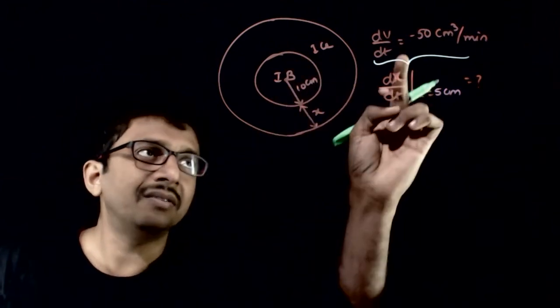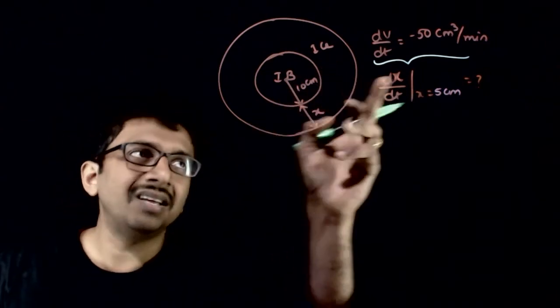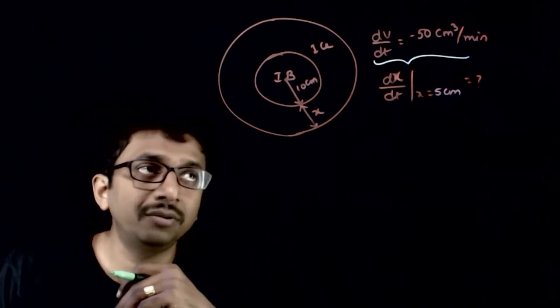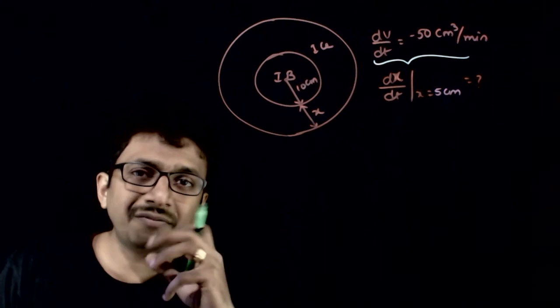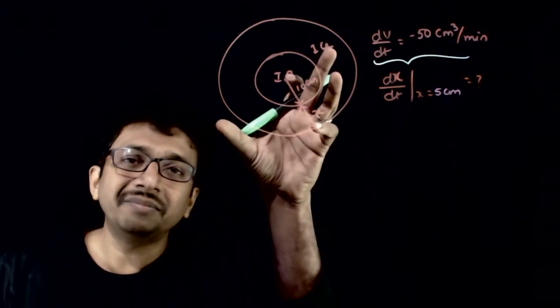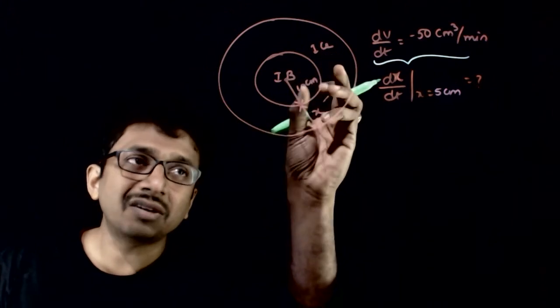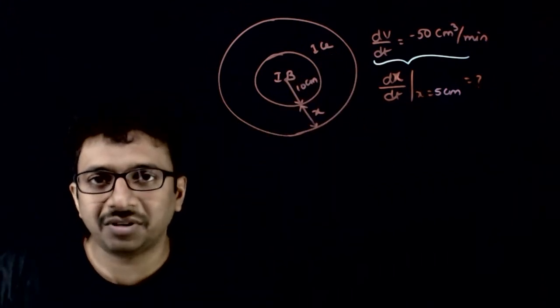Because the ice is melting, we use a minus sign. The rate at which volume is decreasing is 50 cm³ per minute. That is mathematically dV/dt = -50 cm³ per minute. And you're asked to find the rate at which the thickness of the ice is changing when the thickness of the ice is 5 centimeters.